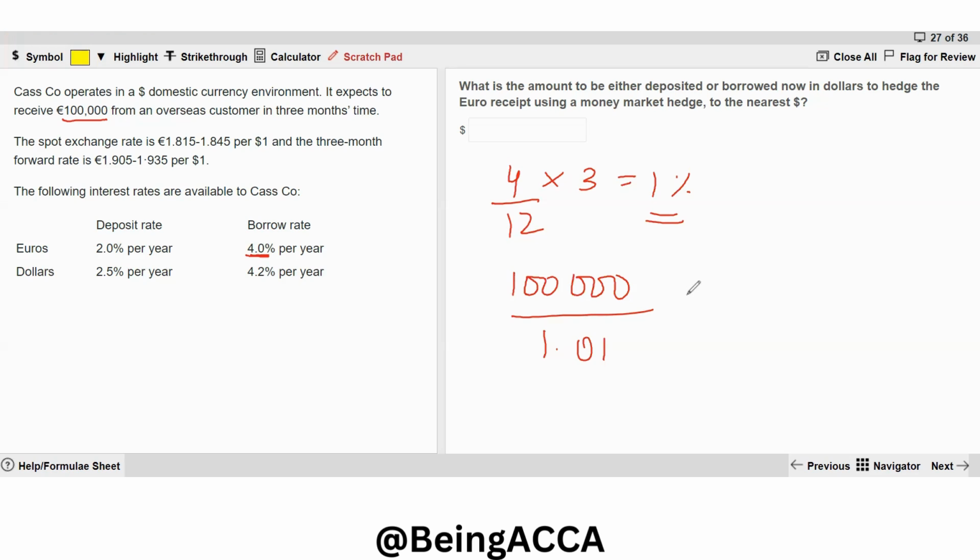With this, I get my answer as 99009.901. So this is what I'm getting for the euros to be borrowed. And then we have to give our answer in dollars. So we find out what the dollar value of these euros is right now. These are my euros at the moment, and I want to exchange them into dollars at present. So I'm going to be using my spot rates. And which spot rate am I going to use?